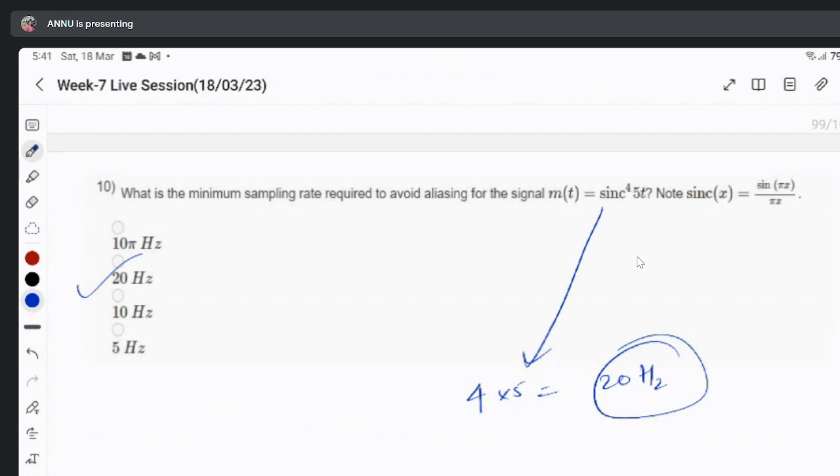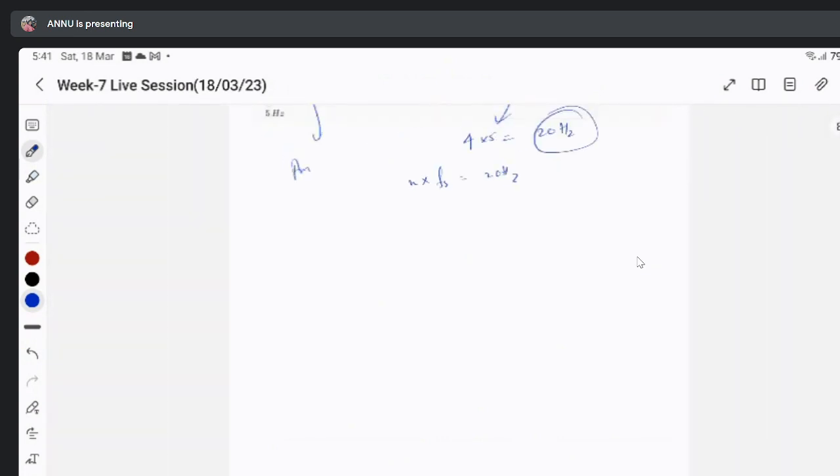The spectrum will be trapezoidal sort of. We are actually convolving two triangular pulses. Convolution of a triangle and a rectangle gives a triangle, and the convolution of two triangles will give a trapezoid. So the answer is n into Fs, which is 20 hertz. So we have solved this question.